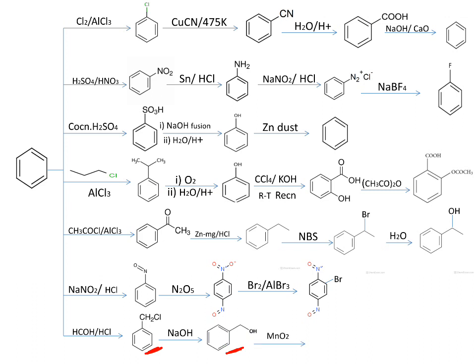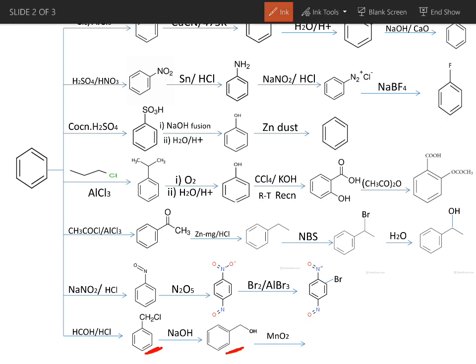This benzyl alcohol is further reacted with manganese dioxide. MnO2 is a selective oxidizing agent. MnO2 is used for oxidation of allylic or benzylic alcohol. Now here this is a benzylic alcohol. By selective oxidation with MnO2, allylic or benzylic alcohols get converted into aldehyde or ketone.